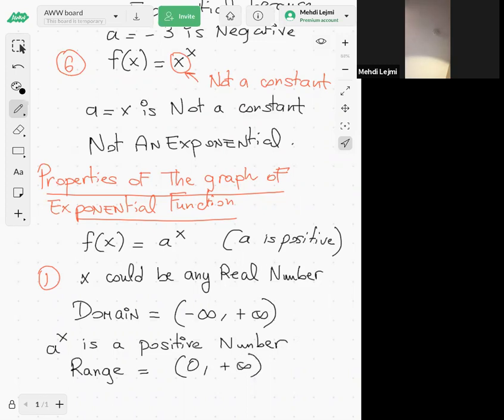It's again, 0 is excluded because a is positive. A cannot be 0. If a is 0, then yes, 0 to the power x would be 0. So you can have 0 in the range, right? But a is different from 0, it's positive, cannot be 0. So then a to the power x is actually always a positive number, right? What else? Yeah, what about the x-intercept?